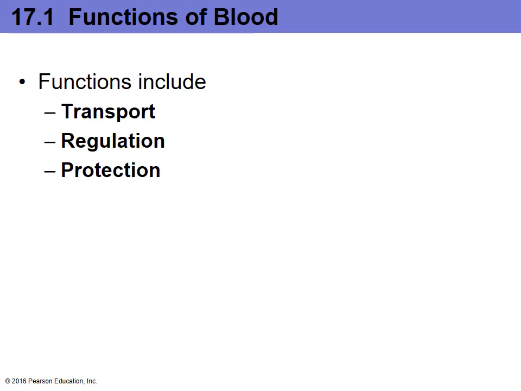And then last but not least, the third category of function would be protection. Within protection, we're looking at our leukocytes, or our white blood cells, which have a specific role in our immune system for protecting us against a wide array of different pathogens. And we should also mention our platelets, which are cell fragments that play a very important role in hemostasis, or blood clotting. As we peruse through the chapter, we're going to be mentioning these functions over and over again, and you'll be able to see which specific cells play specific roles in the overall function of blood.